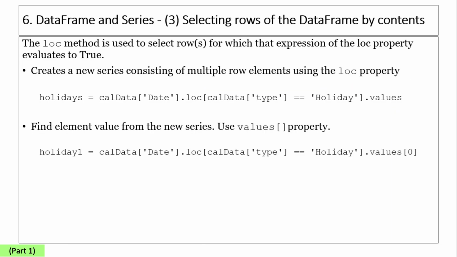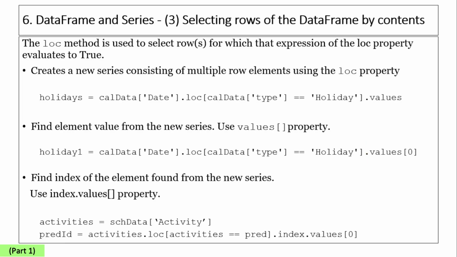A single item from the series is selected by placing an index within square brackets of the values property of the series. Index 0 refers to the first holiday of the new series. The element's index can be extracted using the index.values property by placing an index within the square brackets of the index values property of the series.